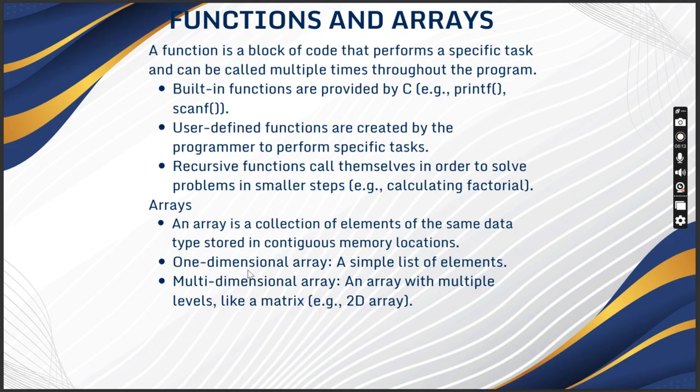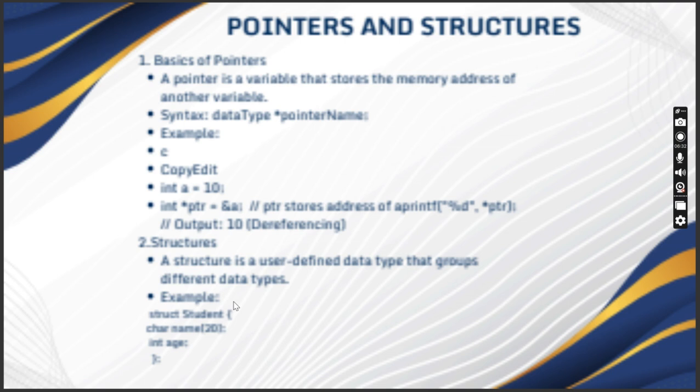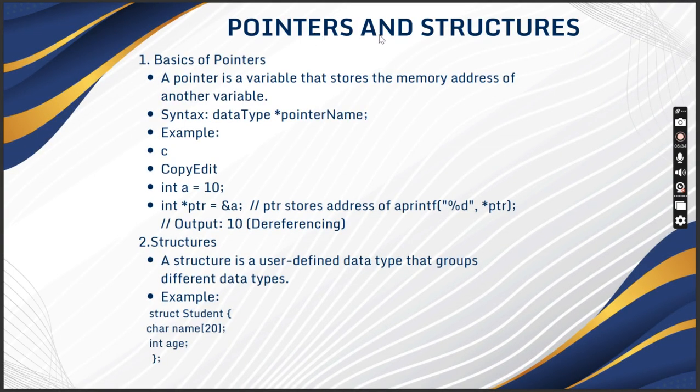One is the one-dimensional array and the other is the multi-dimensional array. The first one, a one-dimensional array, is a simple list of elements. The next one, a multi-dimensional array, is an array with multiple levels. An example is a 2D array. Next we go through pointers and structures.